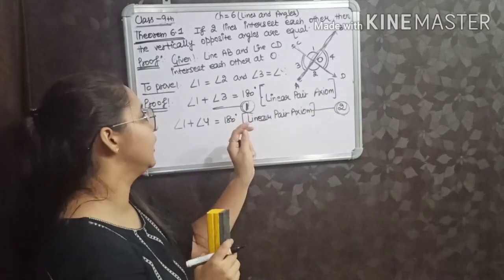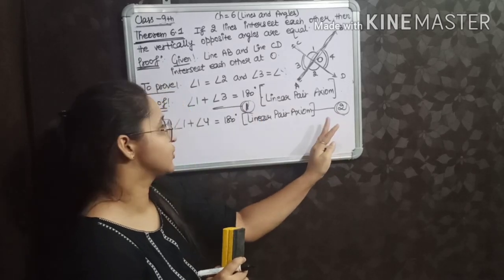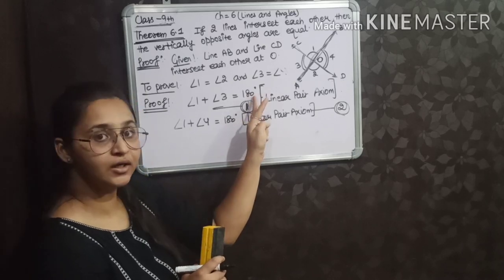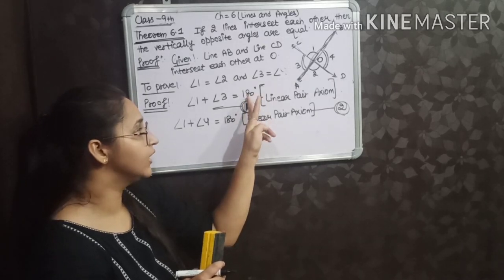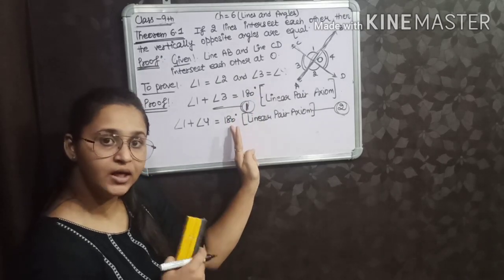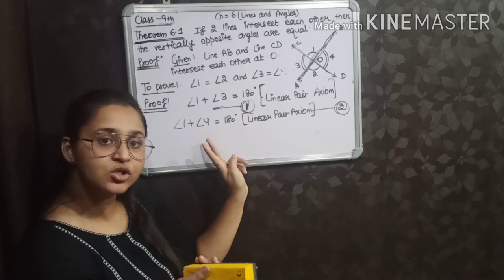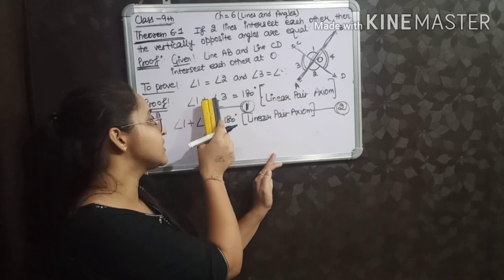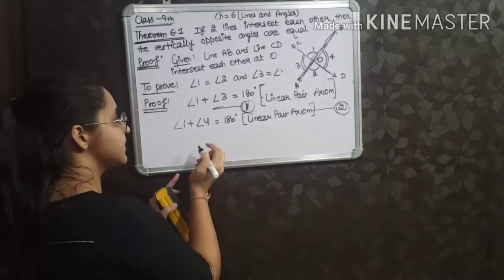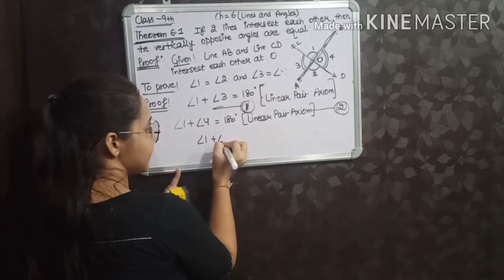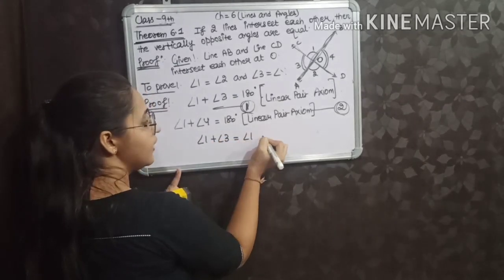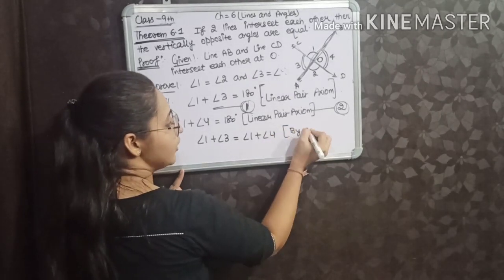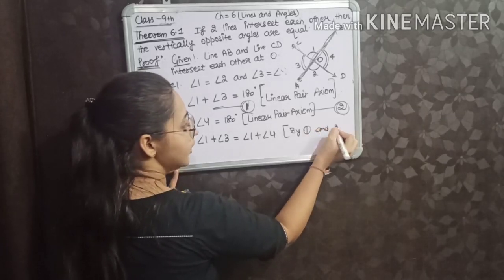Now see very carefully the first equation and the second equation. On the right hand side of these two equations, what is given? 180 degrees and 180 degrees. If the right hand side of these two equations is equal, then obviously their left hand sides must be equal. So we can say that angle 1 plus angle 3 is equal to angle 1 plus angle 4. Reason: by equation 1 and equation 2.